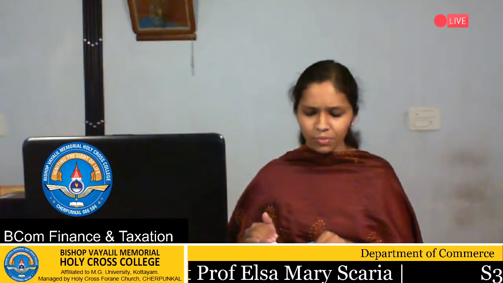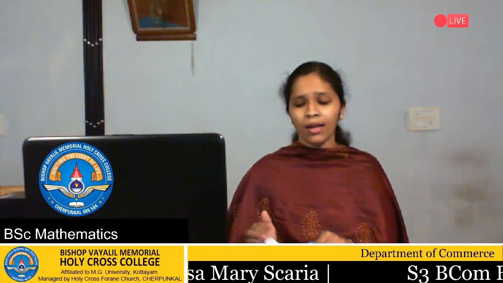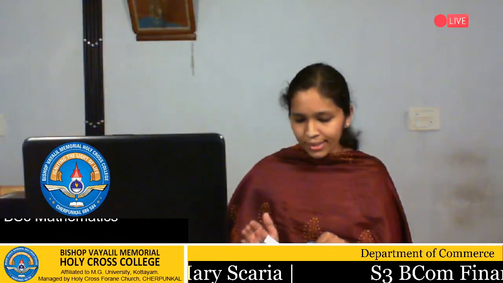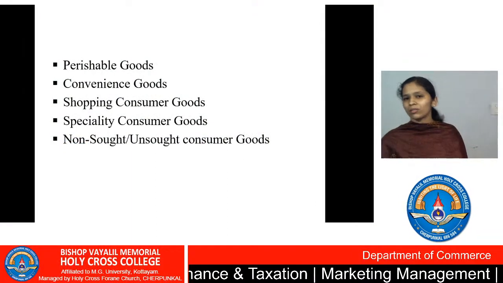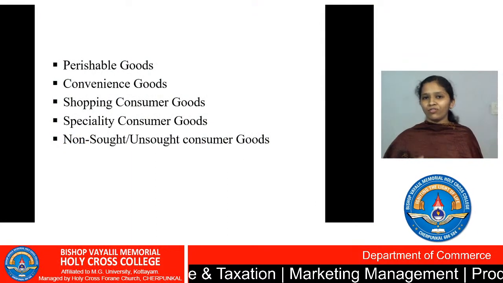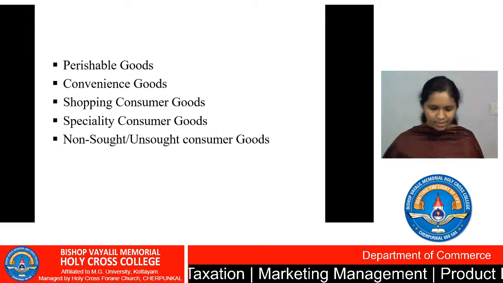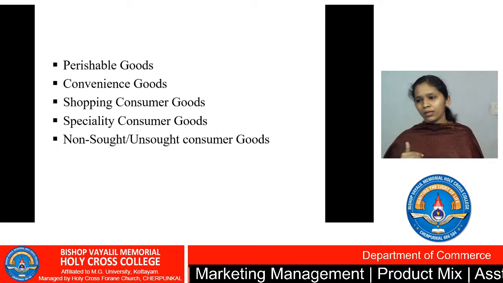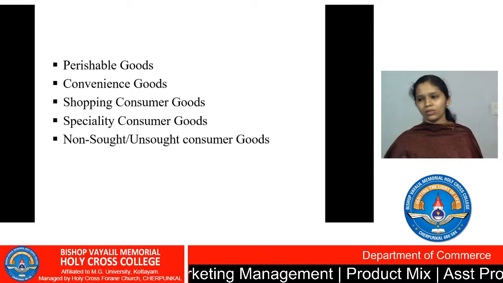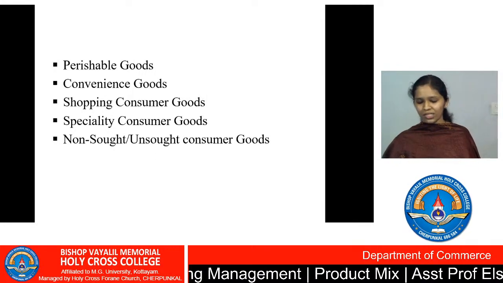White goods means major household appliances. Example, air conditioner, refrigerator, washing machine, etc. Then brown goods, that means comparatively light electronic durables. That means TV, computers, mobile phone, etc. Then soft goods. Soft goods means goods manufactured using soft materials. Next classification, perishable goods, which are destroyed by use. Example, food products, fruits, vegetables, etc.